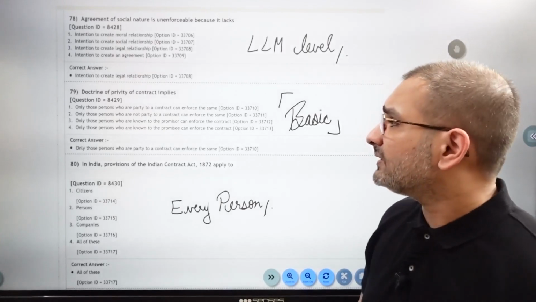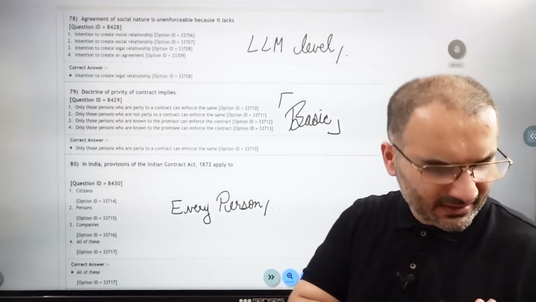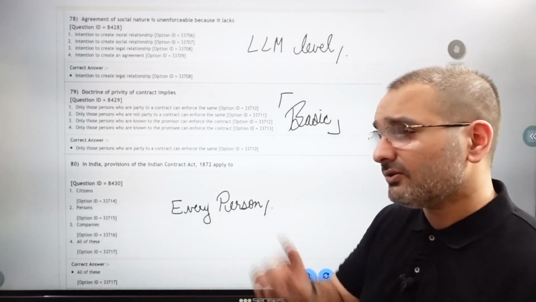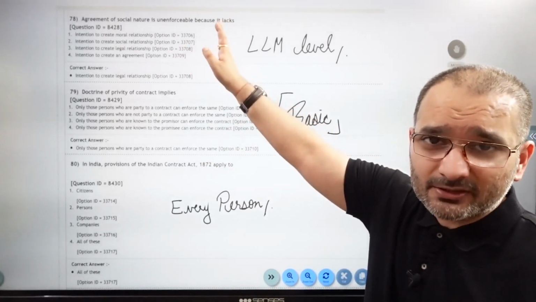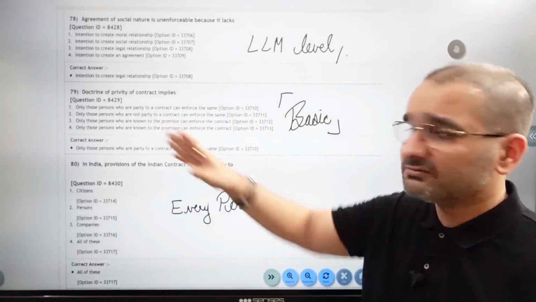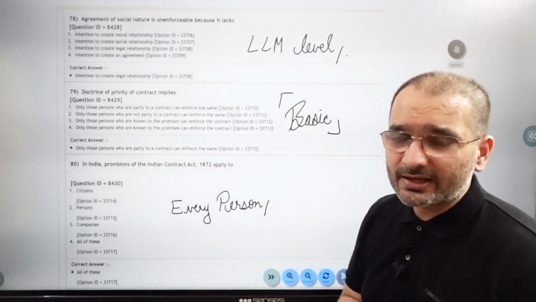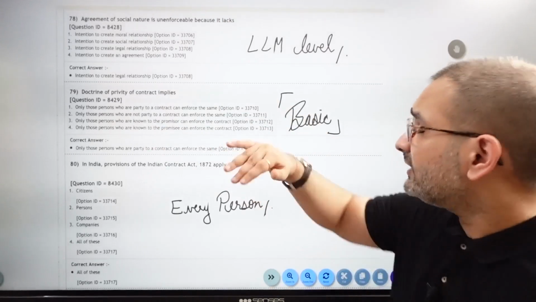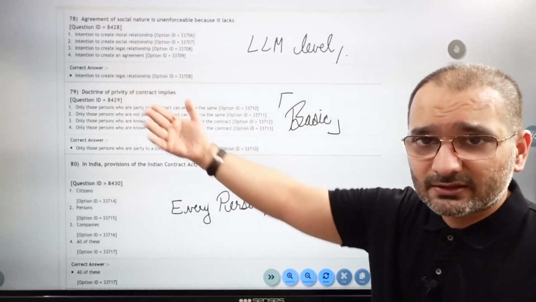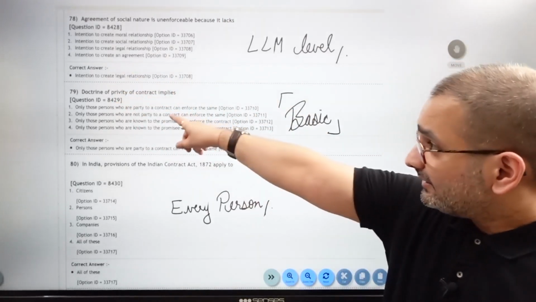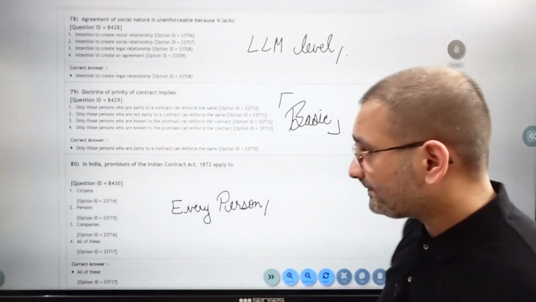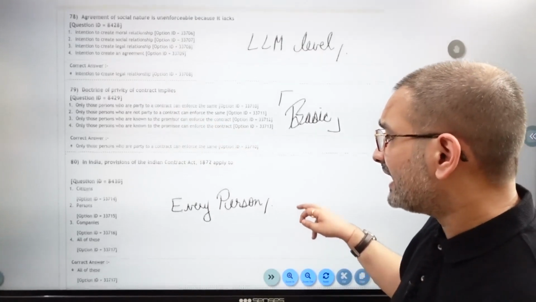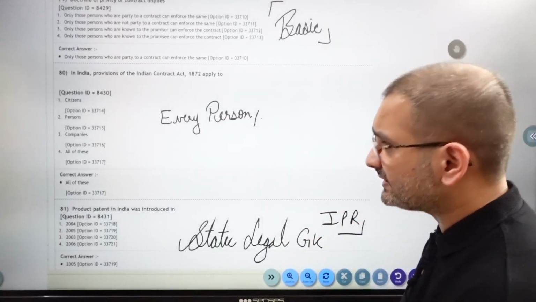Now, doctrine of privity of contract implies, again, extremely simple question. You cannot afford to get these incorrect. Okay, fine, I accept your point, a sad incident happened with you, but you should definitely get this. So it's between the stranger cannot enforce a contract, right? And in India, we don't have privity of consideration. That's another fun fact. In India, provisions of the Indian Contract Act 1872 apply to citizens, persons, companies, all of these.